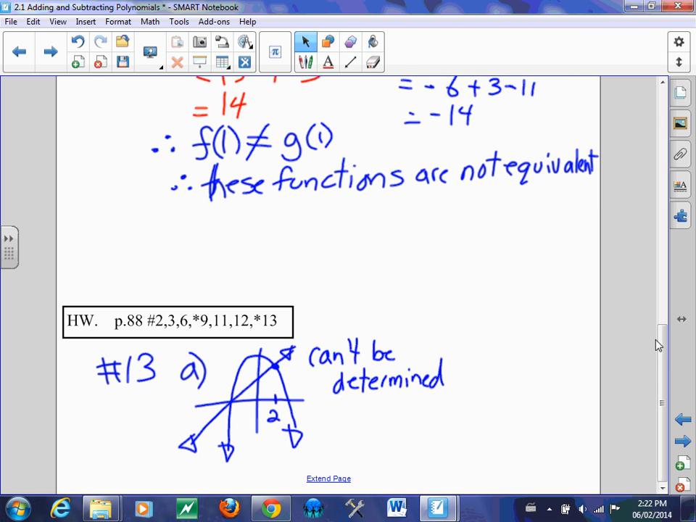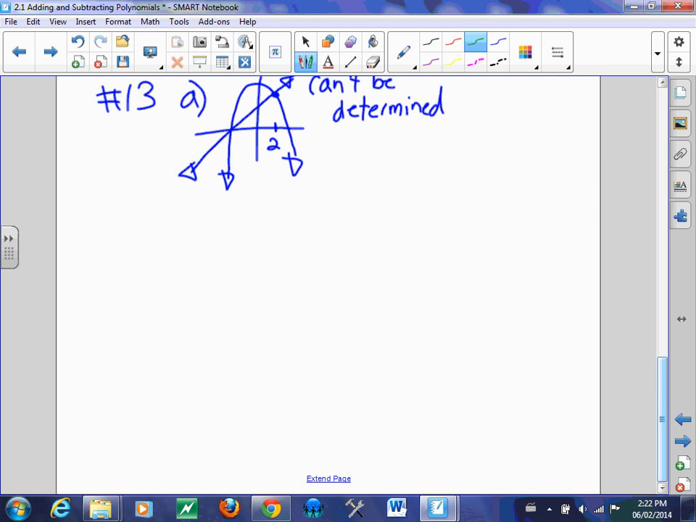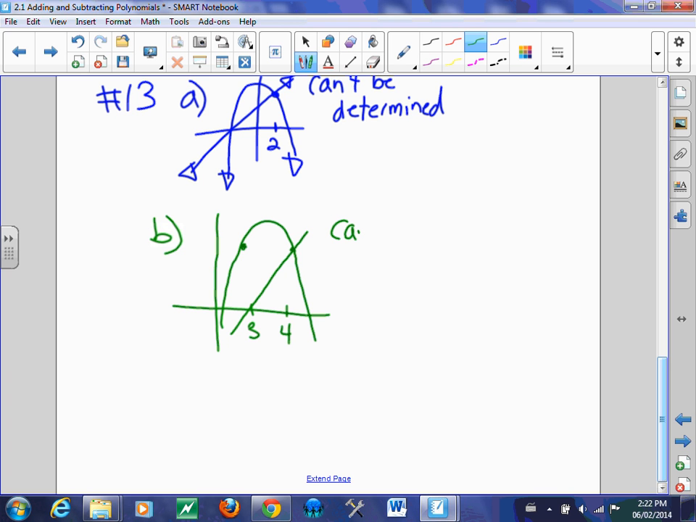Okay, let's take a look at B. Again, B gives us 2 values. So you could, for example, on a grid, if you got 3 and 4, say you've got 2 values here. Maybe this is your parabola coming up here, and then maybe you've got a line coming down here. Okay, so again, this cannot be determined.